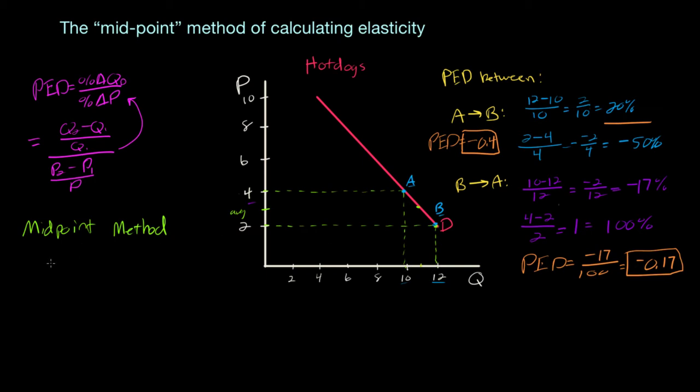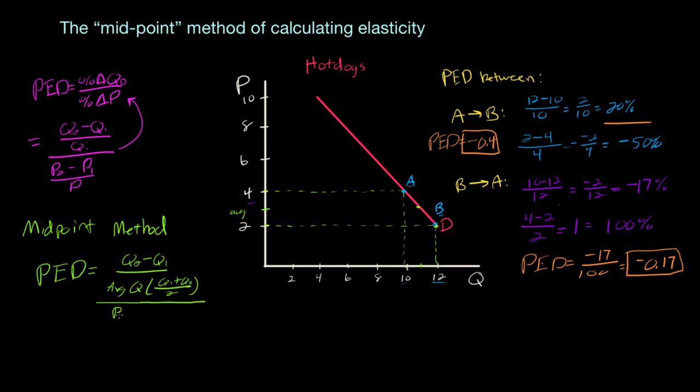When we use the average prices and quantities when calculating percent changes, we will get the same PED whether price increases or decreases. So the midpoint formula is as follows. We calculate the change in quantity. We still do Q2 minus Q1, but we divide that by the average quantity, which can be found by adding the two quantities: Q1 plus Q2 divided by 2. That will be our numerator in the PED calculation.